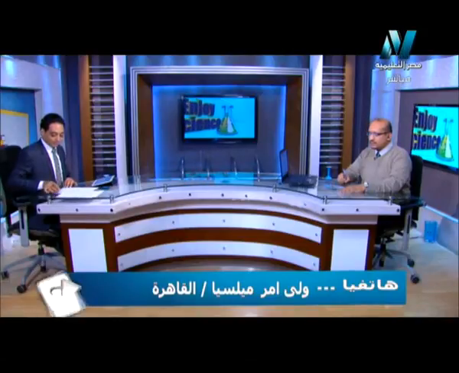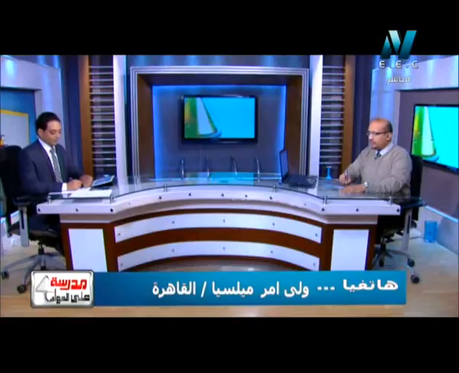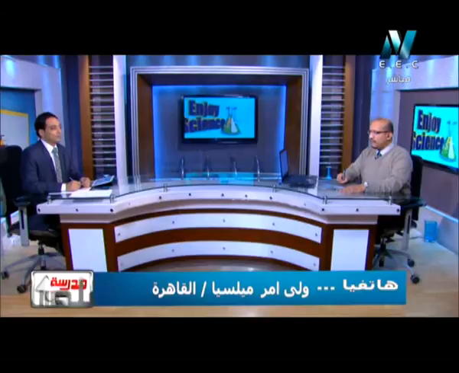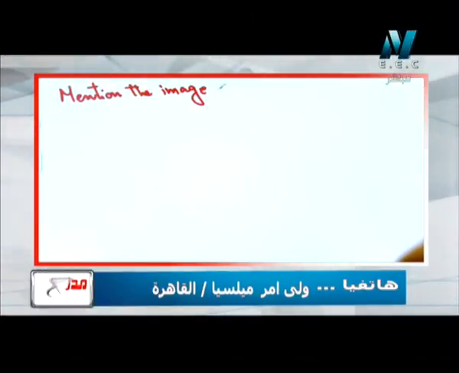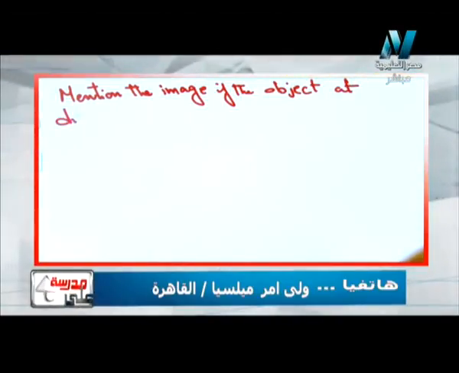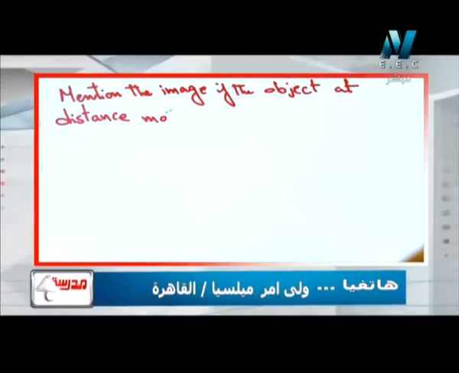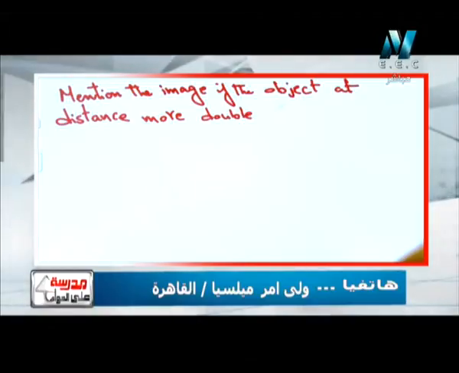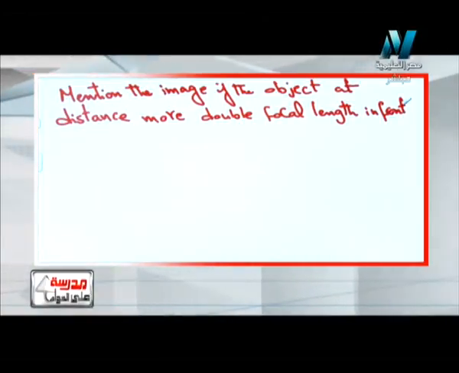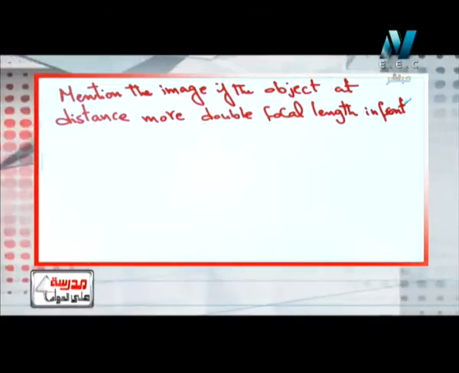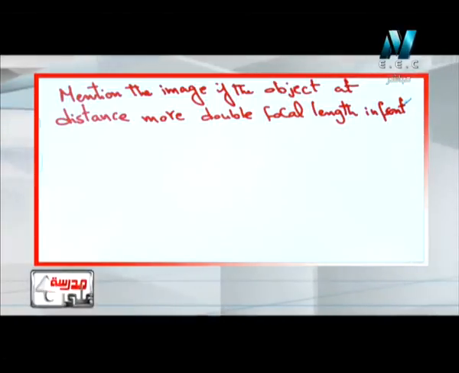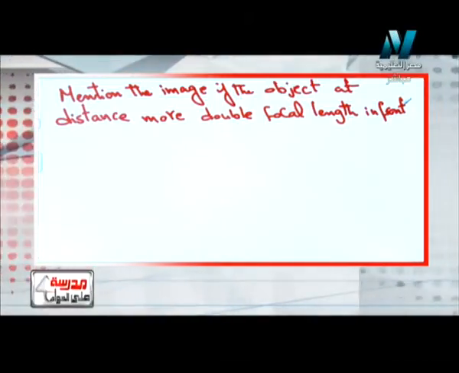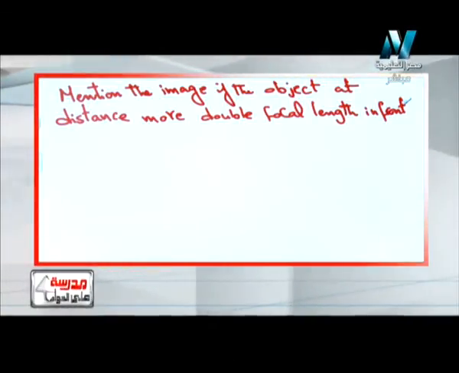Go ahead. It says: mention the image if the object is at a distance more than double the focal length in front of... Mention the image if the object is at a distance more than double the focal length in front of, maybe we have two cases, maybe in front of a convex lens, or maybe in front of a concave mirror.